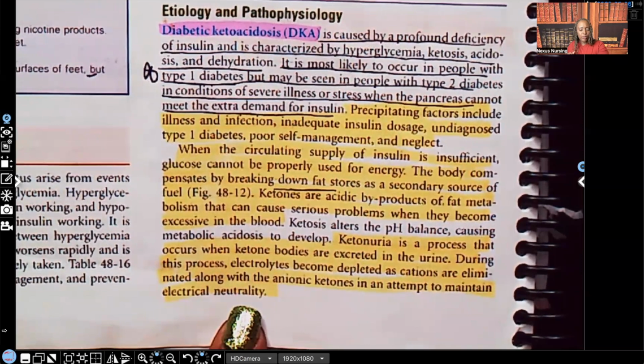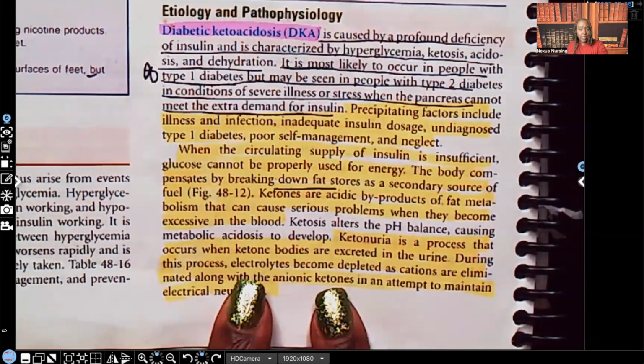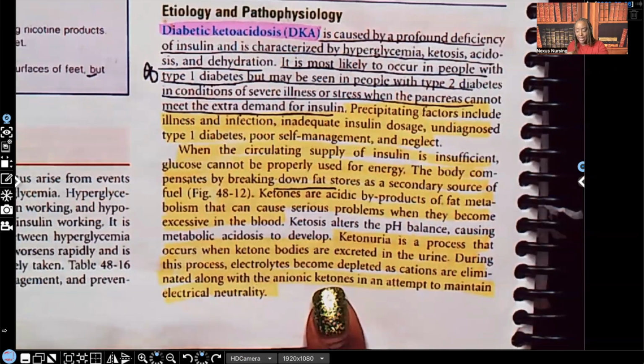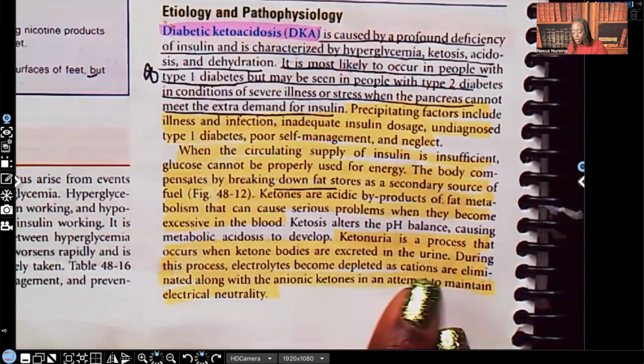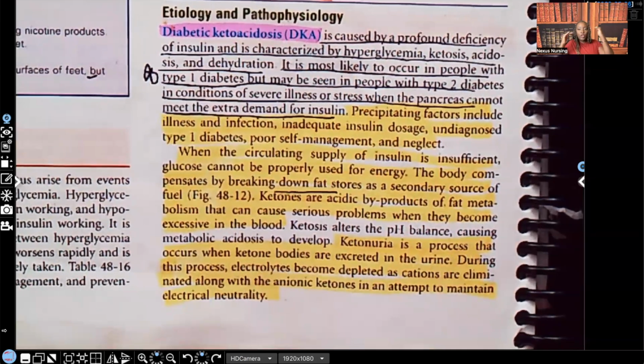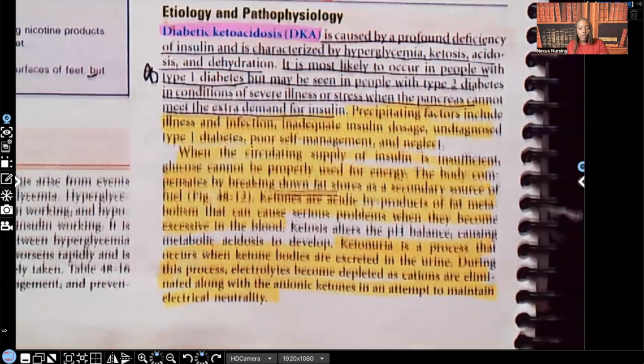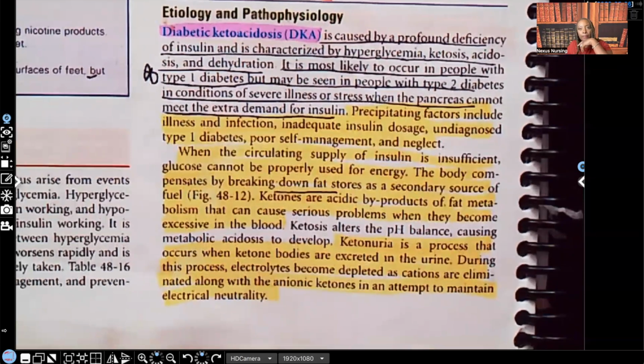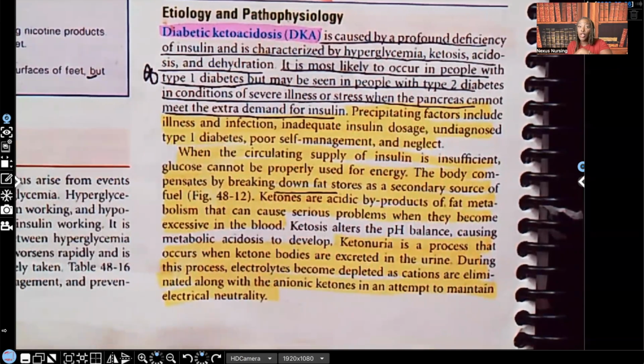So during this process, when those ketones are going in the blood and they're going to come out in the urine, look what it says. The electrolytes become low, they become depleted. Look why those electrolytes drop. As cations are eliminated along with the anionic ketones, because always your body's trying to maintain homeostasis. So it's trying to maintain that electrical neutrality. So not only is that patient at risk for dehydration, they're getting rid of all of this glucose in the urine. That's why they're doing all that urination. They're at risk for dehydration, but also electrolyte imbalance, because those electrolytes are saying bye-bye as well.